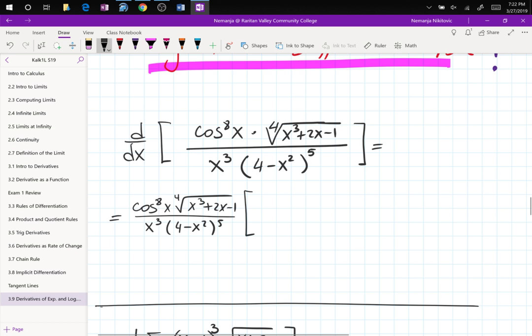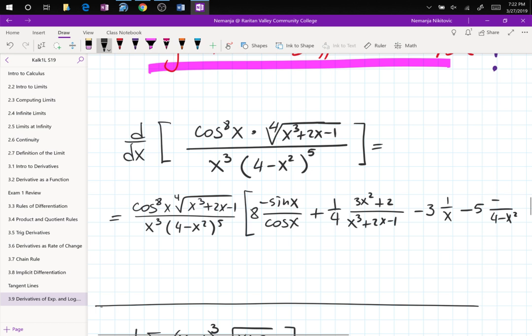string. Exponent is 8, so this is 8, cosine x down there, negative sine x upstairs, plus, because it's in the numerator, 1/4 is the exponent, the function is x cubed plus 2x minus 1 down there, its derivative 3x squared plus 2 on top, x cubed is in the denominator, so minus 3 times 1 over x, and this one is also in the denominator, so minus 5, 4 minus x squared downstairs, negative 2x on top. Clean it up.